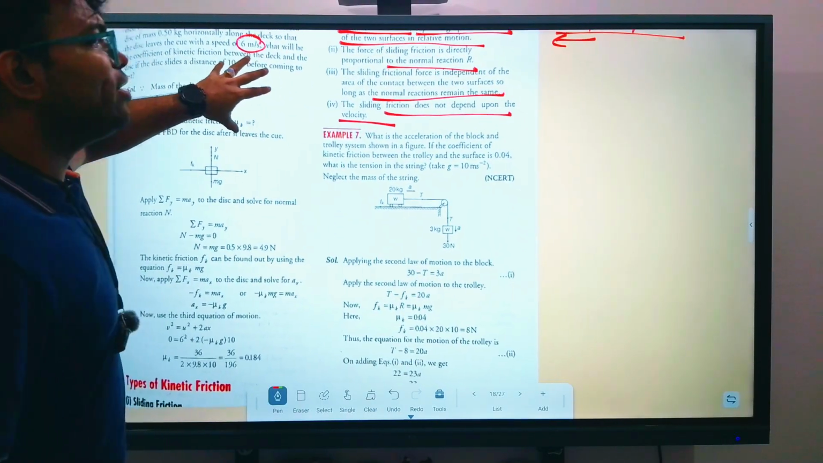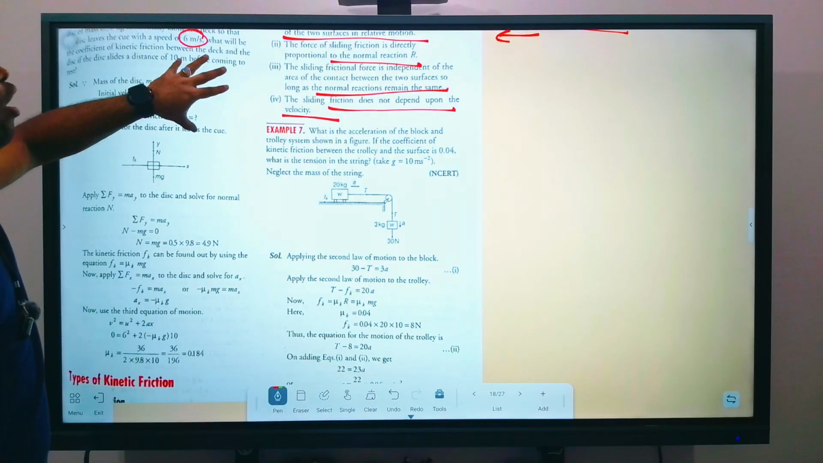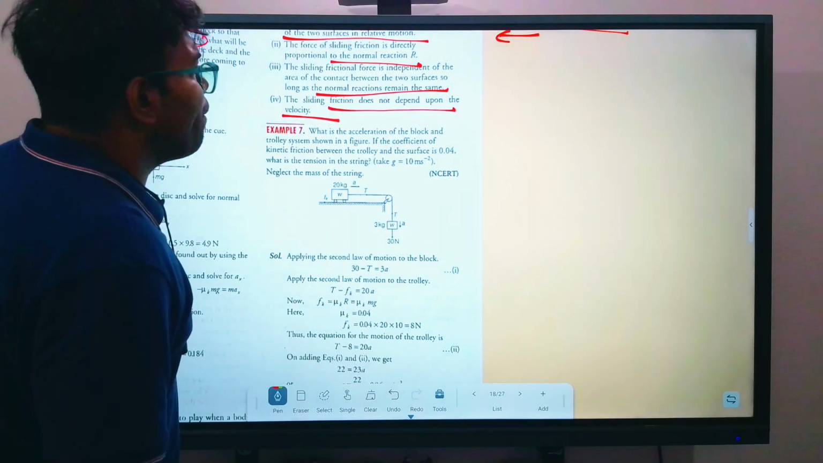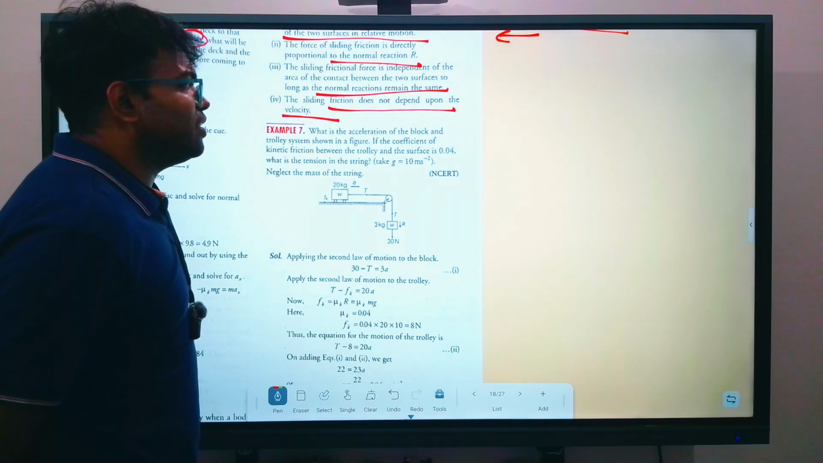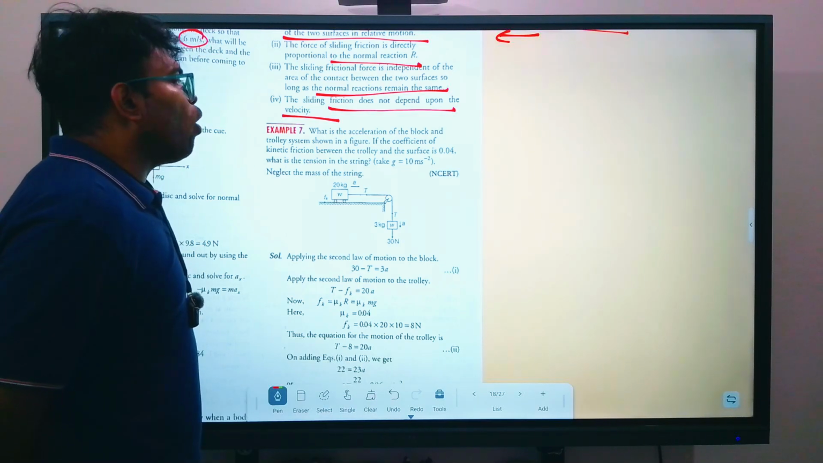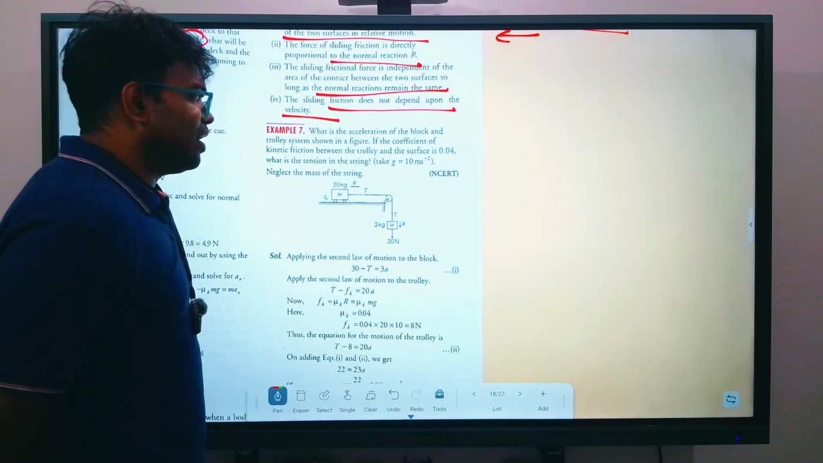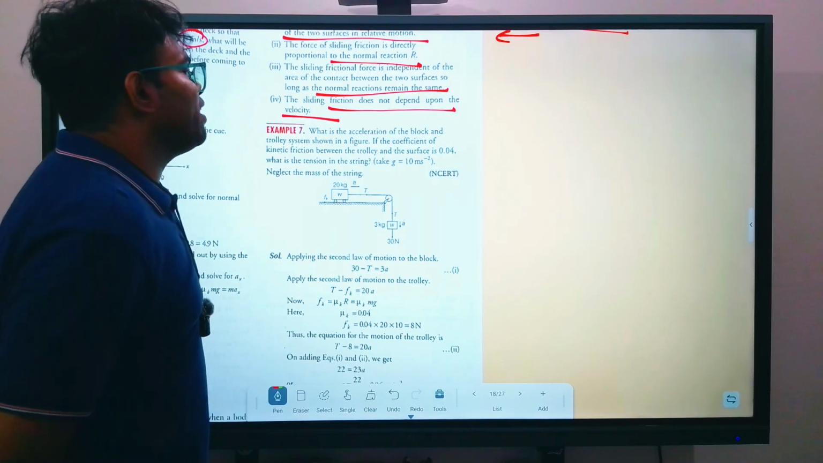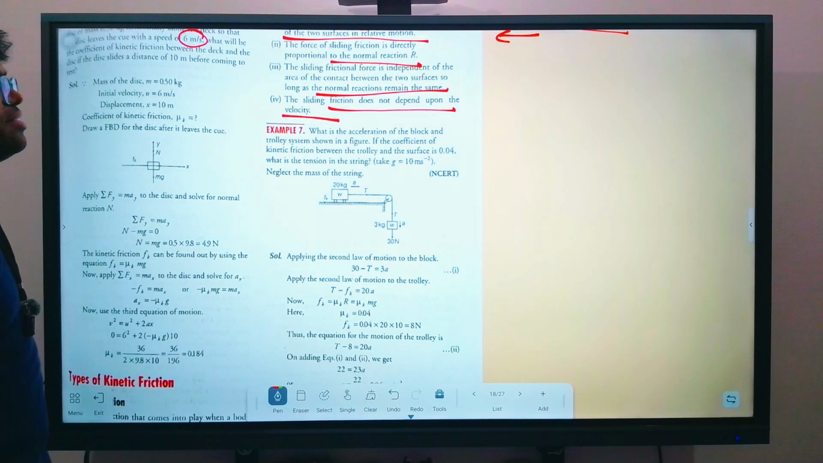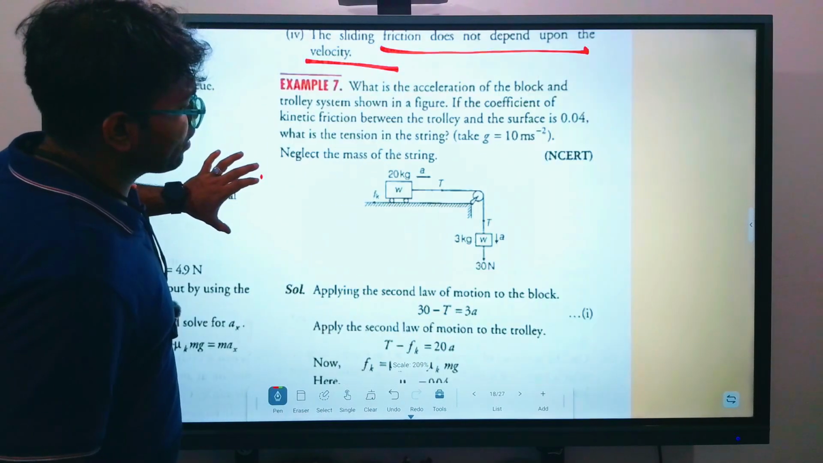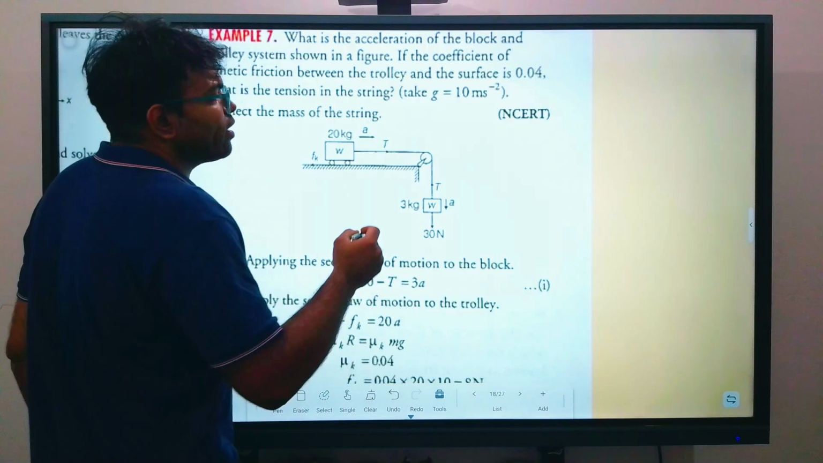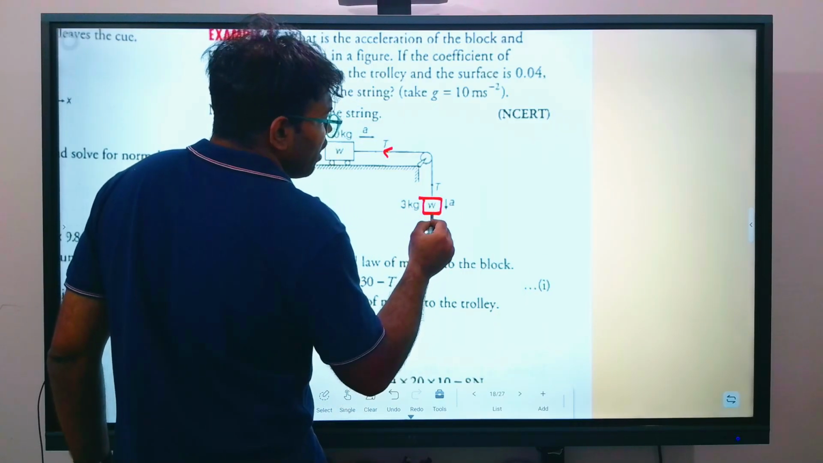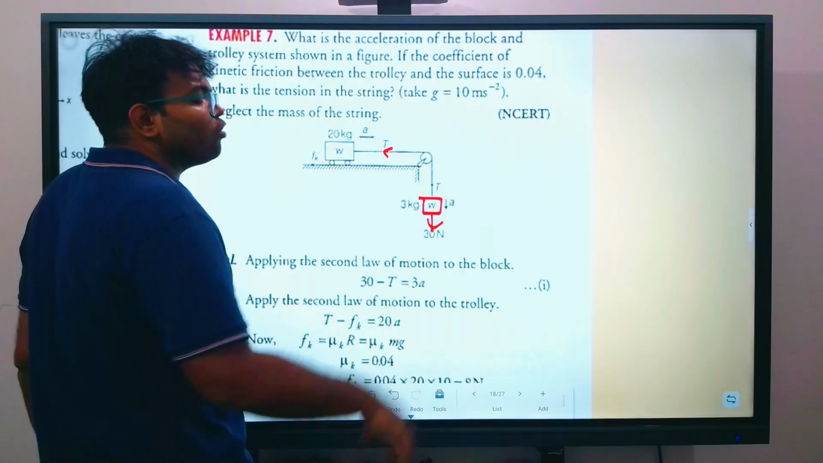Now, what is the acceleration of the block of the trolley system shown in the figure? If the coefficient of kinetic friction between the trolley and the surface is 0.04, what is the tension in the string? Take g to be 10 meters per second square. Neglect the mass of the string. Okay, the string is massless. Drupad, see, this is what I mean by tension.